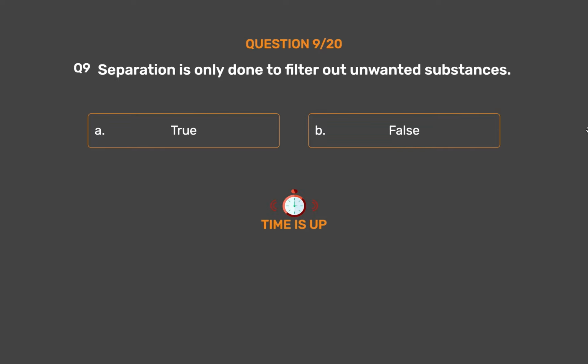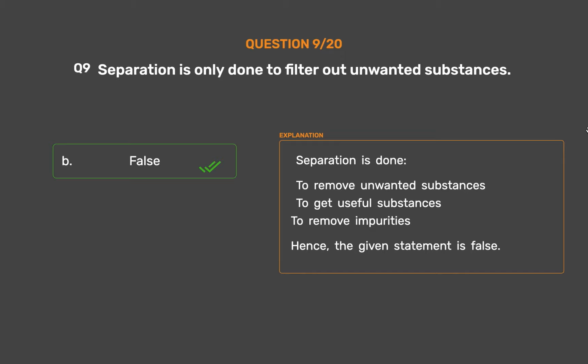The correct answer is Option B. False. Separation is done to remove unwanted substances, to get useful substances, and to remove impurities. Hence, the given statement is false.